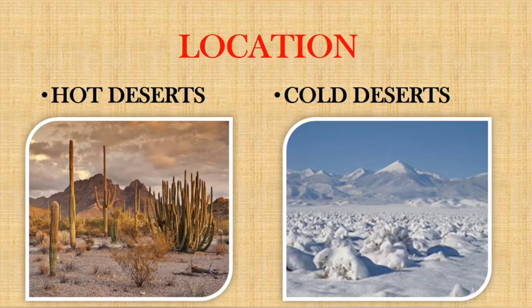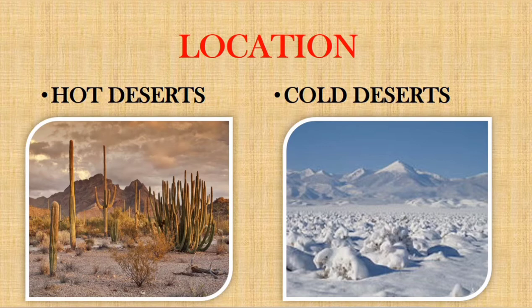What is an equator? Can you remember? You have studied last year, right? Equator is a line on the middle of the earth that separates the earth into two equal halves. That is the northern hemisphere and the southern hemisphere.